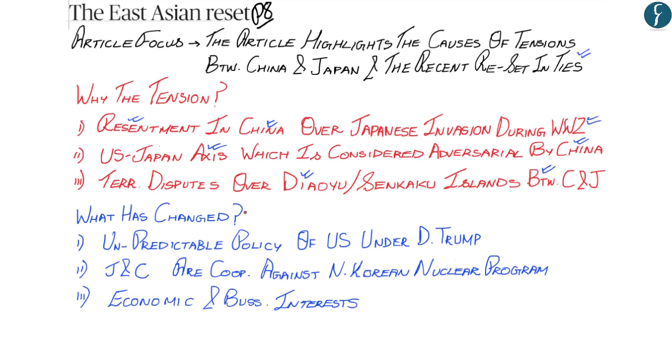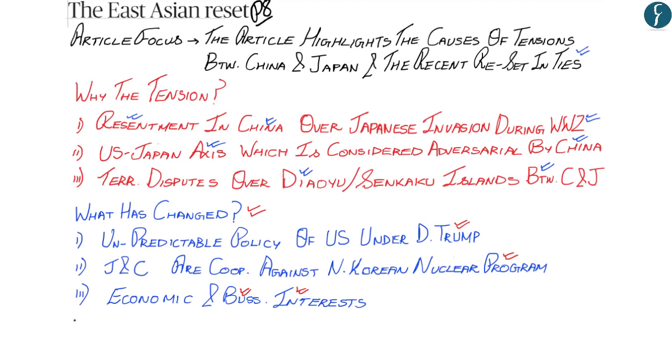Now hopefully up till here you've also understood the reasons for the recent reset in ties between Japan and China as highlighted by the author. The first reason is the unpredictable policy of the United States under Donald Trump. The second is Japan and China cooperating against the North Korean nuclear program. The third and final reason is that both China and Japan intend to increase their economic and business interests. According to the author, these three reasons are the major causes of the recent reset of ties between Japan and China.